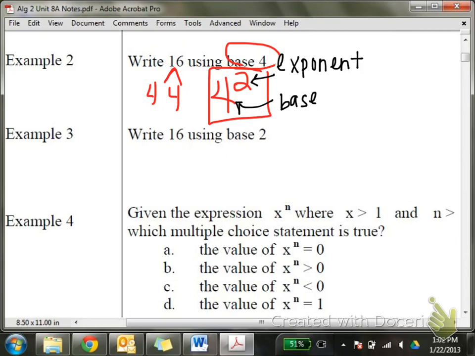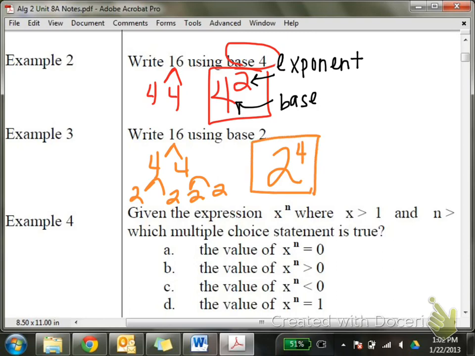Okay. So what I want you guys to do right now is example 3, take 16 and write it using base 2. Okay, so 16 can be broken down into 4 and 4, and 4 can each be broken down into 2 and 2. So if I want a base of 2, my exponent is going to be 4. That's all they want us to do. Not too bad, right?